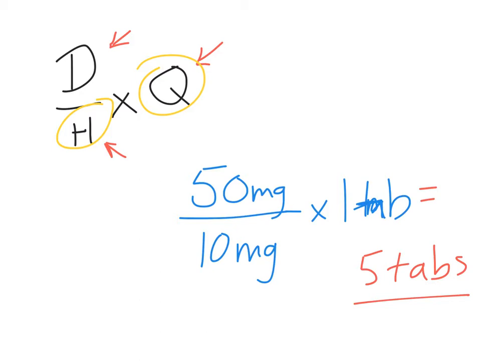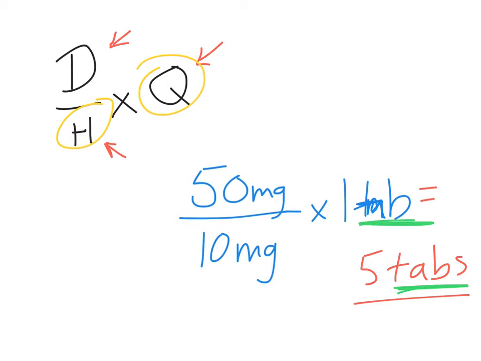You'll notice that the unit of my answer is tablets, and that was the unit of the quantity. I want those two to be the same. So what makes sense is whatever our quantity is will always be whatever our answer is. In this case, the medication comes in tablets, so therefore I need to give that patient tablets, and that makes sense.